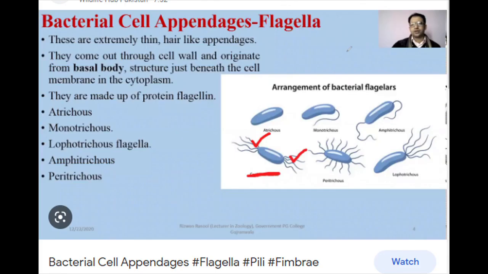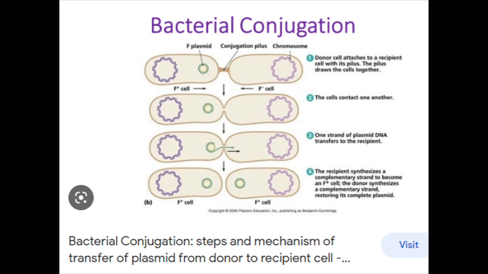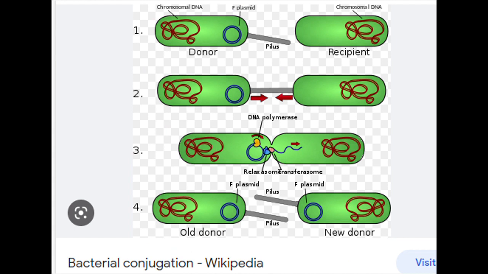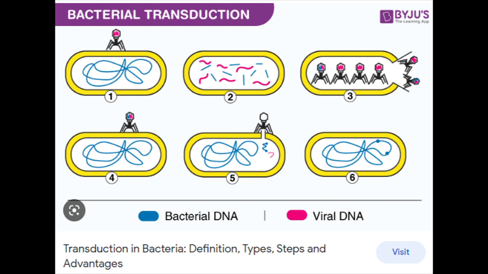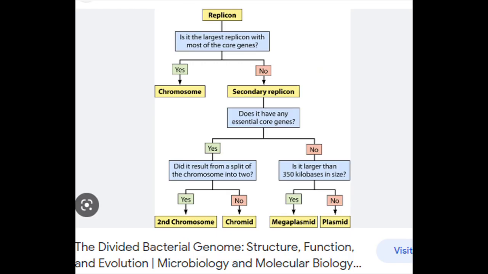Peptidoglycan is also called murein. Peptidoglycan is spelled P-E-P-T-I-D-O-G-L-Y-C-A-N, and it is also called murein, M-U-R-E-I-N, or mucopeptides, which is found only in prokaryotic cells. It is a large molecule consisting of amino acids and sugars.